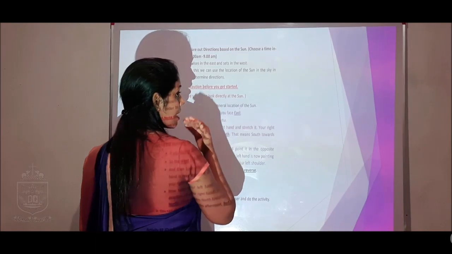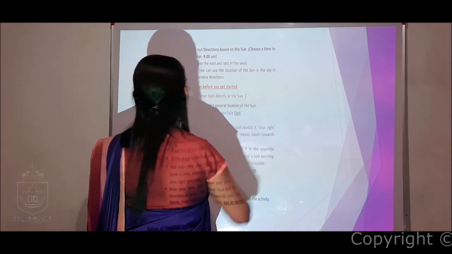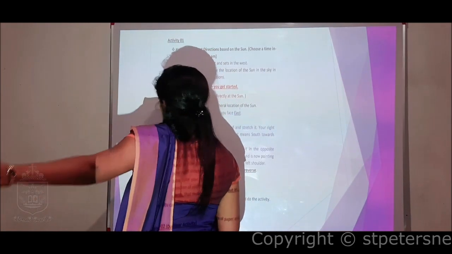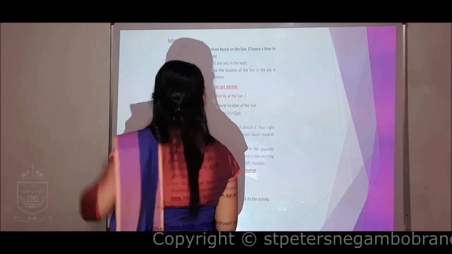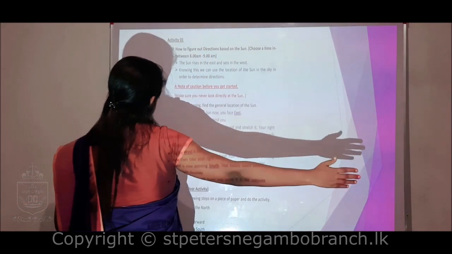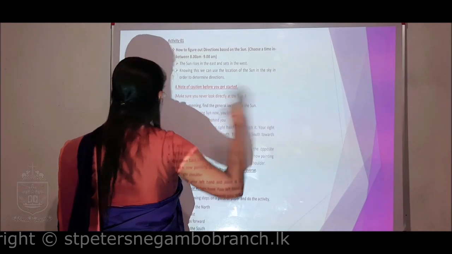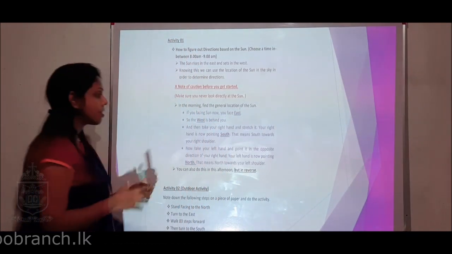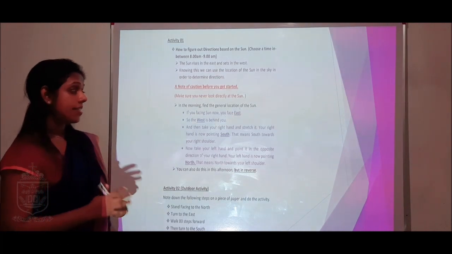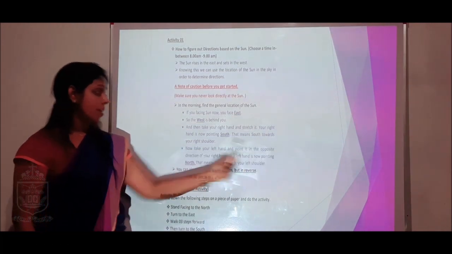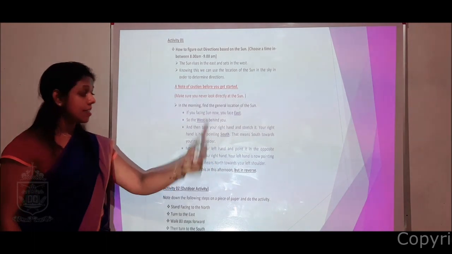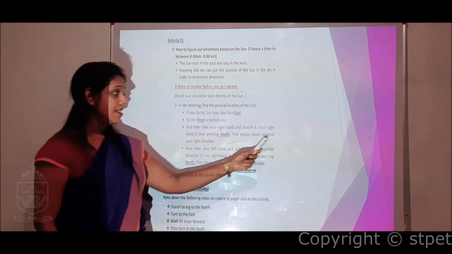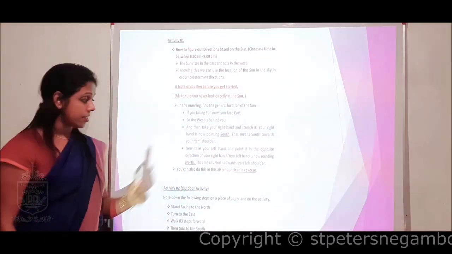Then your face points towards the east and your backside points towards the west. Your right hand points towards the south, and your left hand points towards the north. Take your right hand and stretch it. Your right hand is now pointing south. That means south towards your right shoulder.